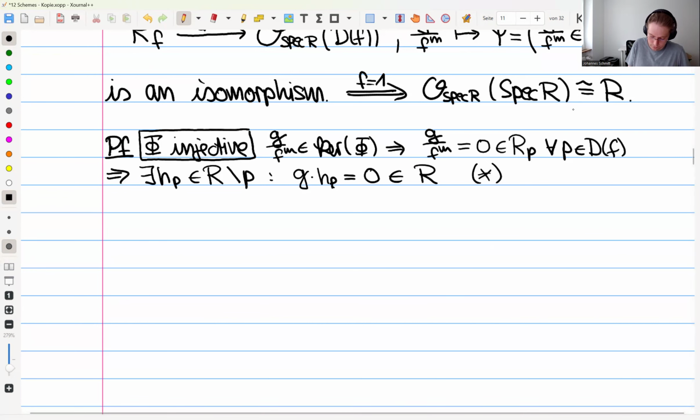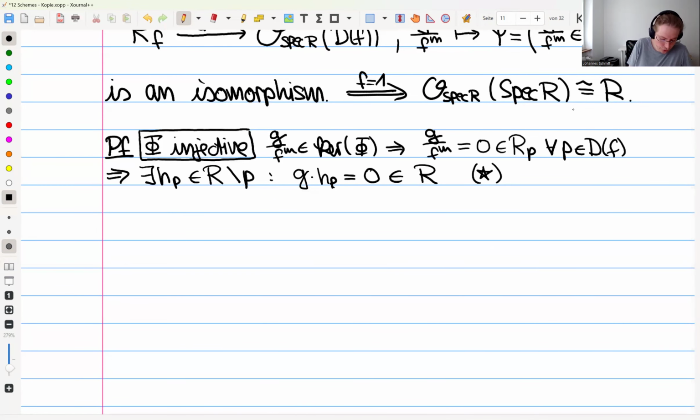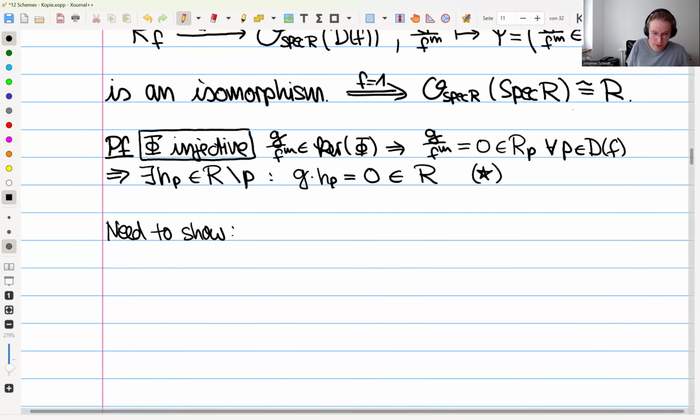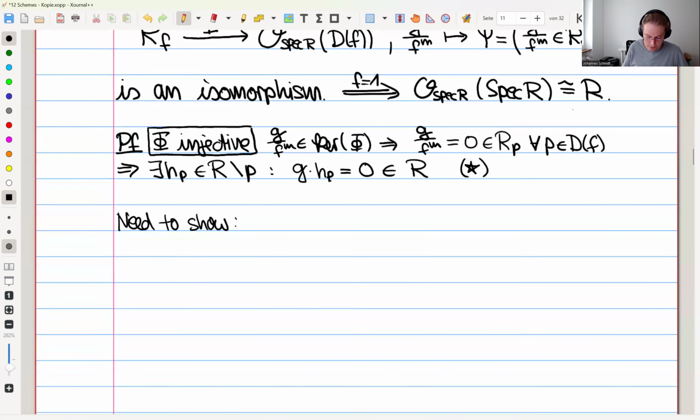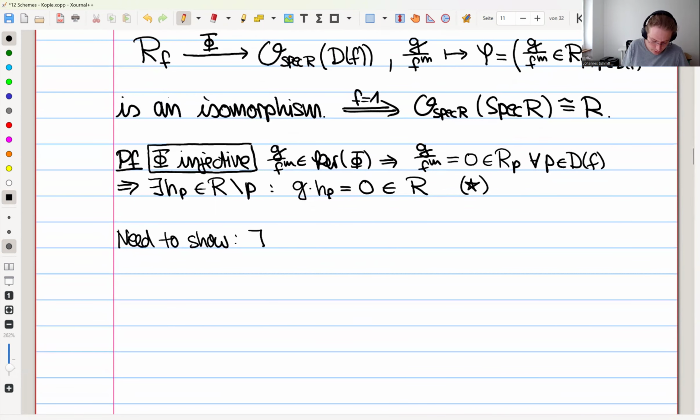Okay, so then we need to show that this thing was 0 in the domain here. In other words, we can multiply by some power of F such that we get 0. So there exists r in N such that F to the r times G is equal to 0. At this point, if you just try naively, it's not so clear how to go from this statement to this statement here.